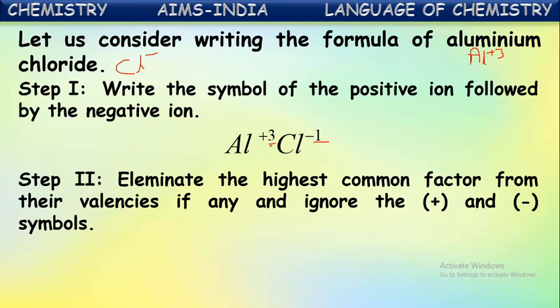So without eliminating any common factor, because there is no common factor between 3 and 1, we just ignore the positive and negative symbols. Now they become Al3 Cl1. Because there is no common factor in their charges, we won't eliminate anything, we just ignore the positive and negative symbols in their charges. We go to the third step.